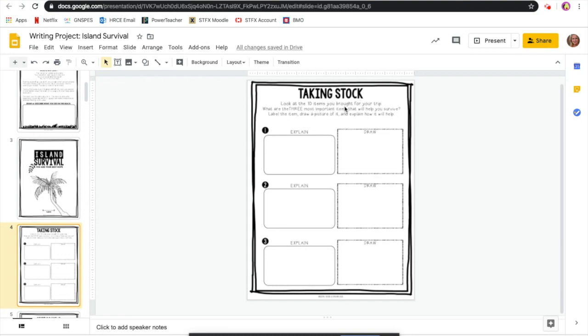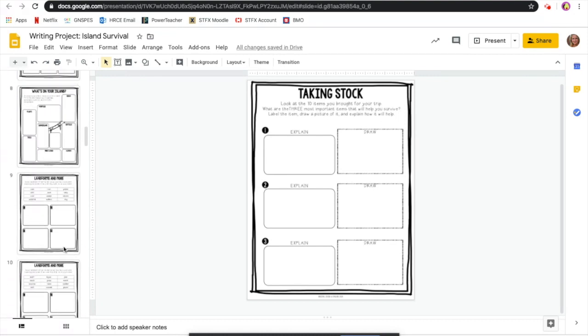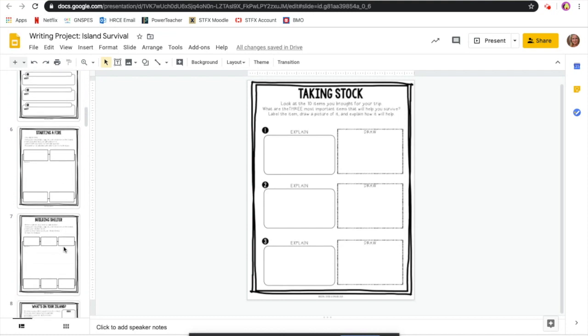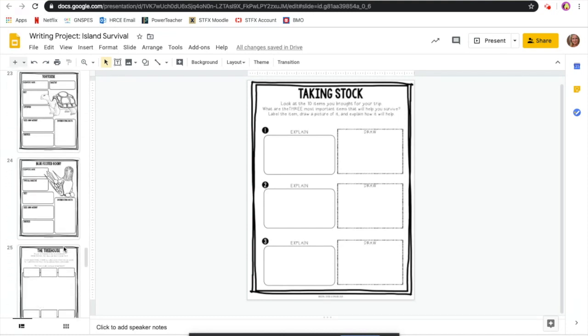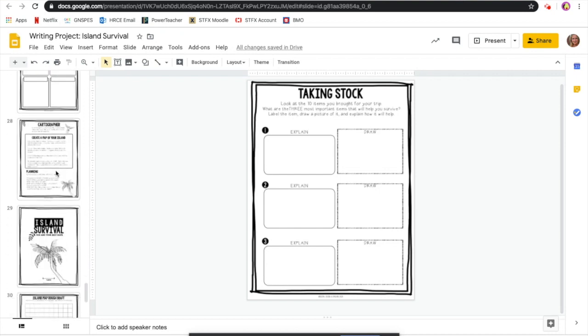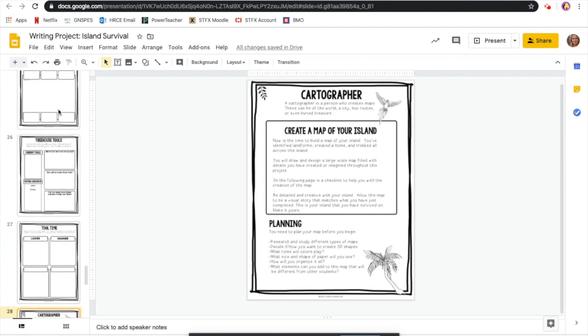Look at the 10 items you brought for your trip. What are the 3 most important items that will help you survive? Label the item, draw a picture of it, and explain how it will help. Okay, and then it gives you the space to do that. So you're going to go from slide 4 all the way to slide 28. Okay, and that will be all about you exploring your island.